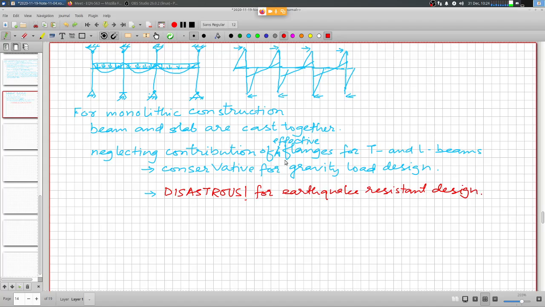Any ideas why do I say this? I mean, how can something that is so good and so desirable for gravity load turn out to be disastrous for a different load condition for the same material?